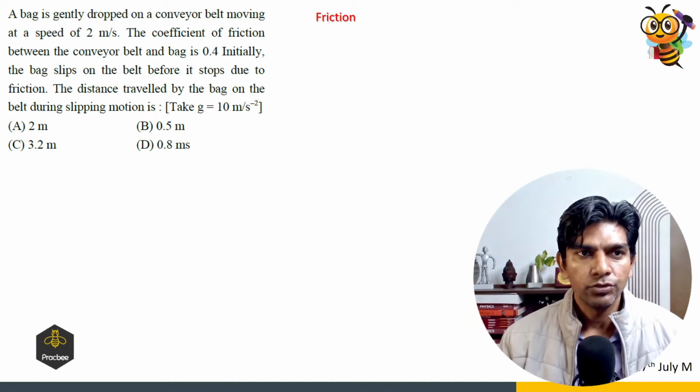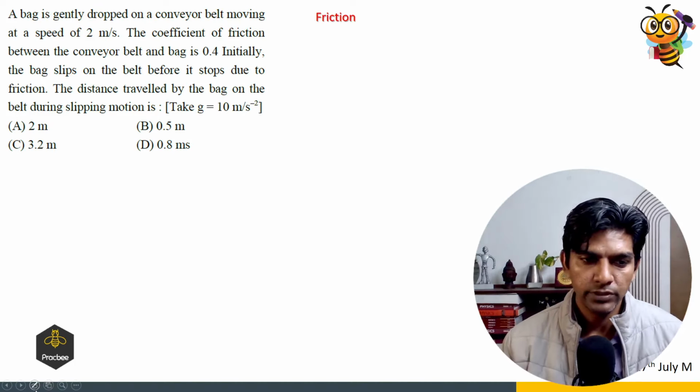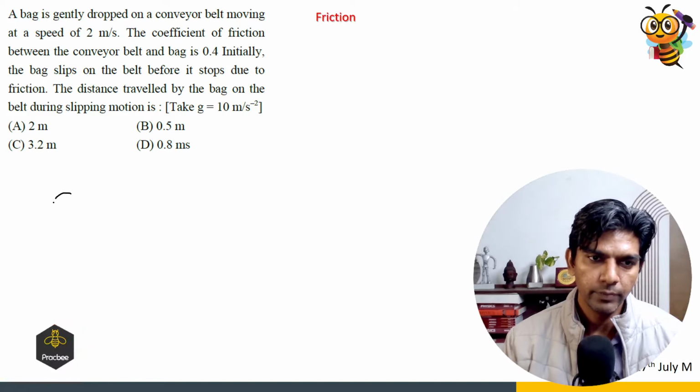Right, so let us see this question. A bag is gently dropped on a conveyor belt moving at a speed of 2 meters per second. So we have been given a conveyor belt.